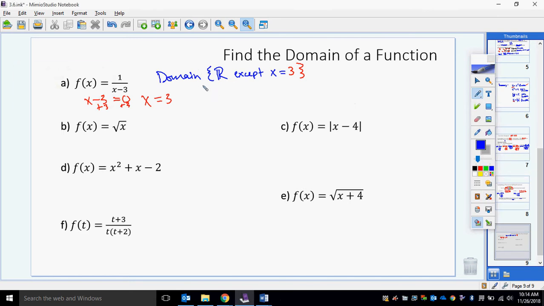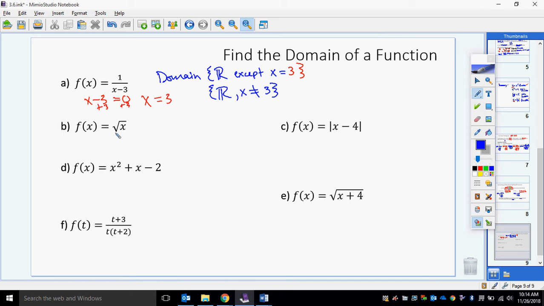Another way to write the domain, instead of using the word except, is we can write all real numbers, but x cannot equal 3. So all real numbers, x cannot equal 3 though. Okay, so that's for fractions, that's for denominators.